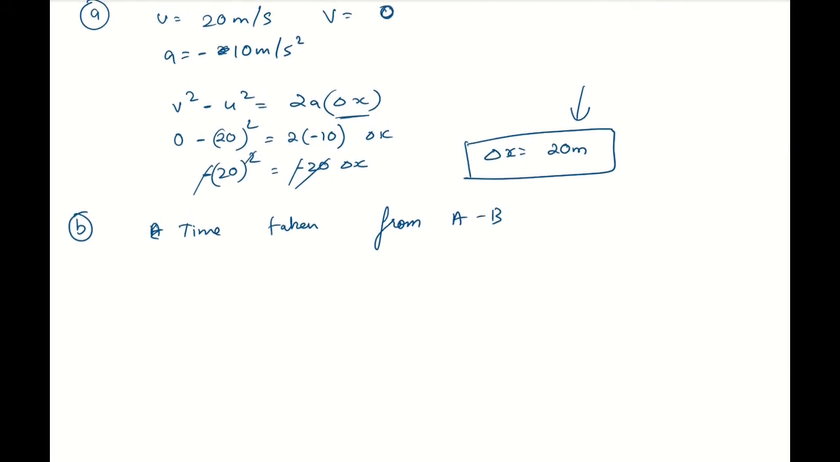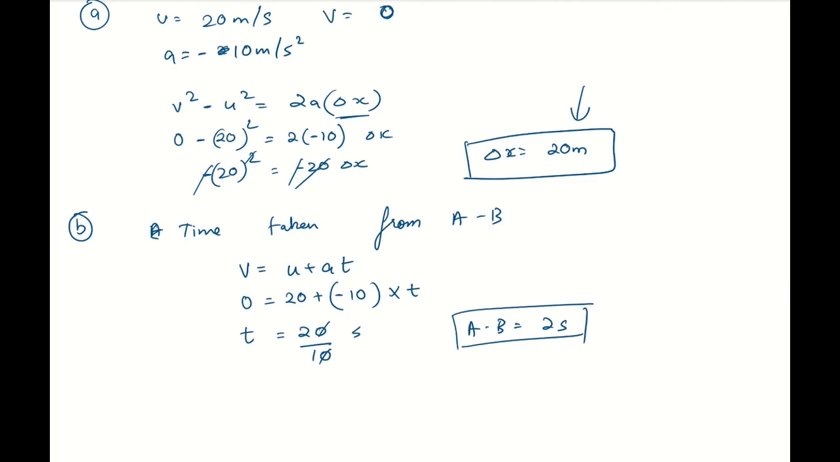In order to calculate that, we're going to use a very simple formula again, which we already derived: v is equal to u plus at, correct? We already know what v is. v is 0 when it goes from A to B. u is 20, plus negative 10 times t. We're going to take this over here. Time is equal to 20 by 10, that is equal to 2 seconds. So the time it takes going from A to B is equal to 2 seconds.